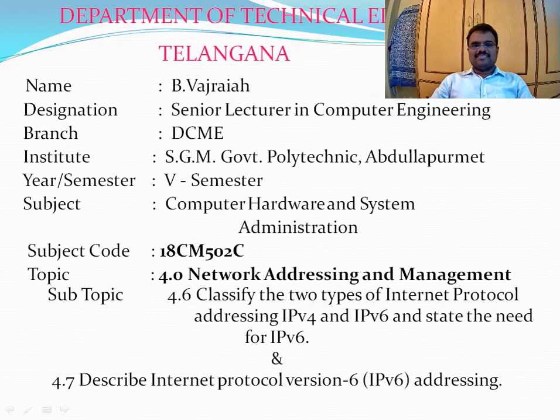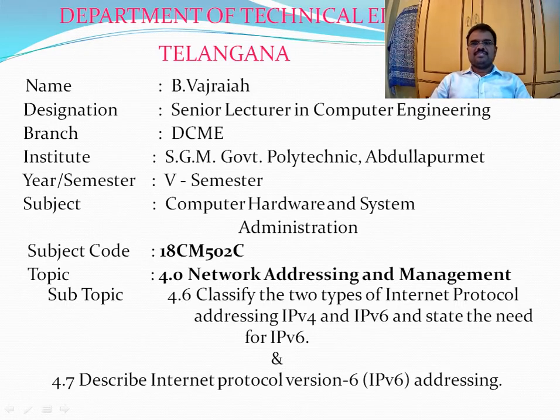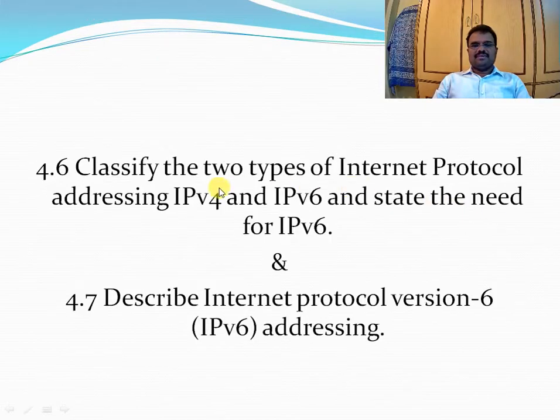Today our class is to classify the two types of internet protocol addressing, IPv version 4 and IPv version 6, state the need for IPv version 6, and describe internet protocol version 6 addressing. This is our topic today. Today in this class we are going to see all about this.